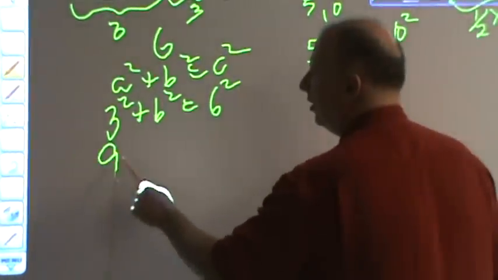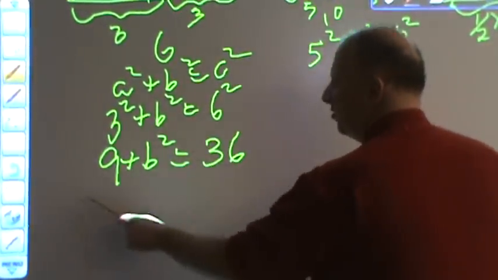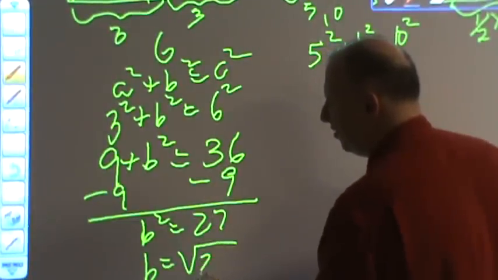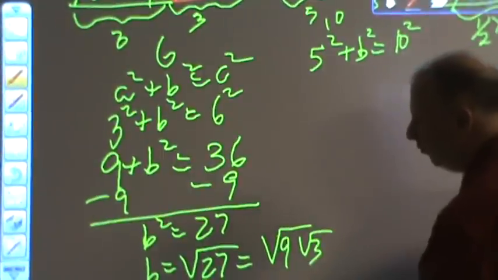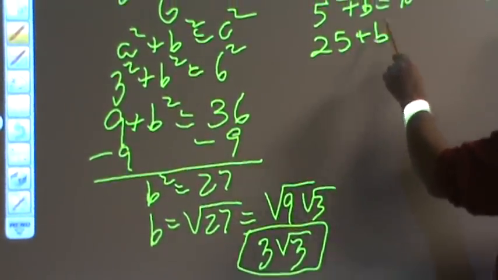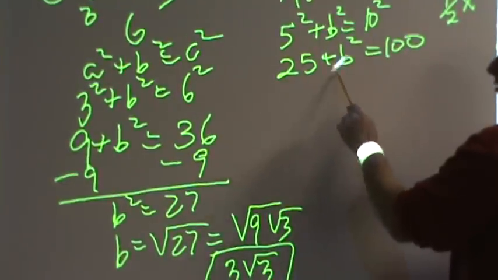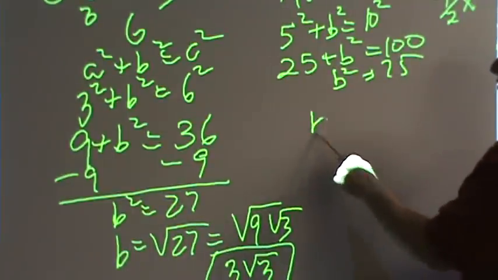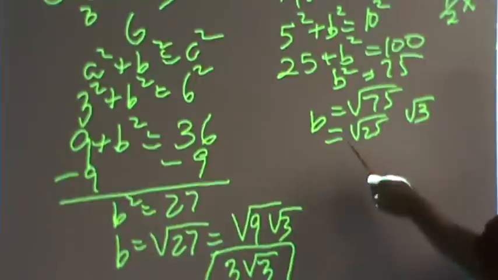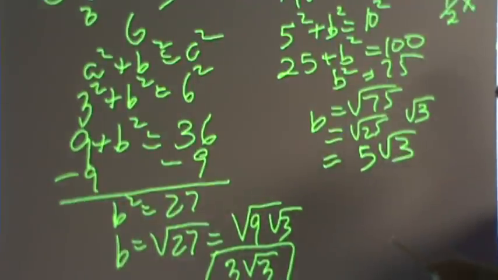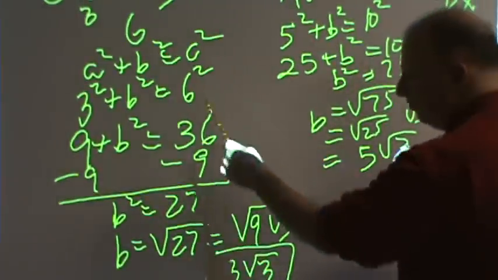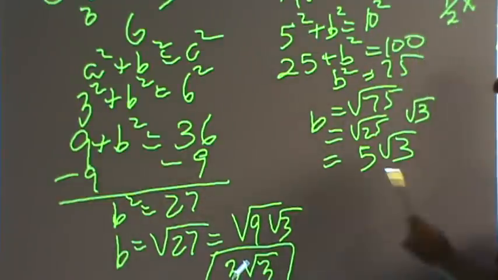If I work this out, 9 plus b squared is equal to 36. Subtract 9 on both sides. B squared equals 27. B equals square root of 27, which happens to be square root of 9 times square root of 3, which is 3 square root of 3. Let's do this one. 25 plus b squared equals 100. B squared equals 75. So b will equal square root of 75, which happens to be square root of 25 times square root of 3, which is 5 square root of 3. Let's look at this for a second. The hypotenuse was 10, this is 5. The hypotenuse was 6, this is 3 times square root of 3. Both of them have square root of 3.